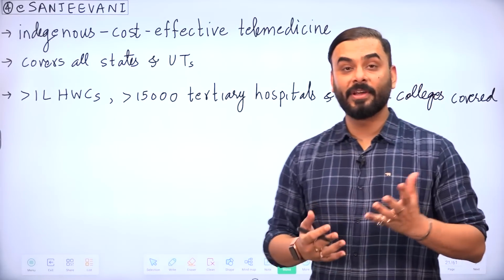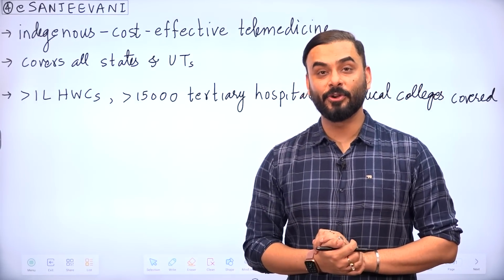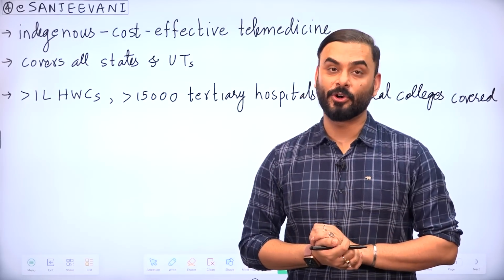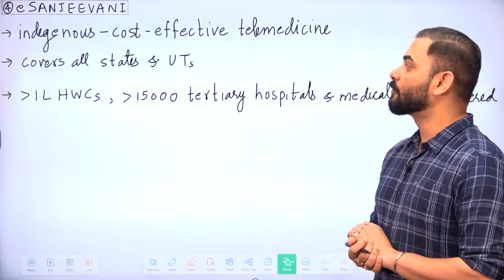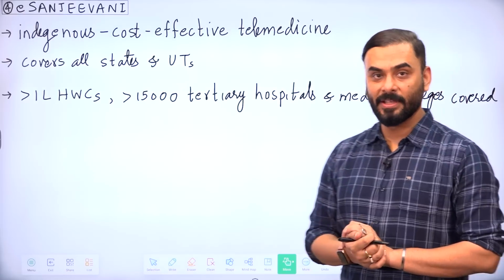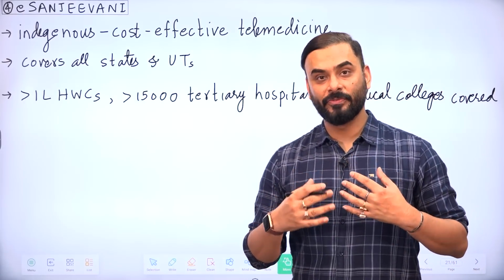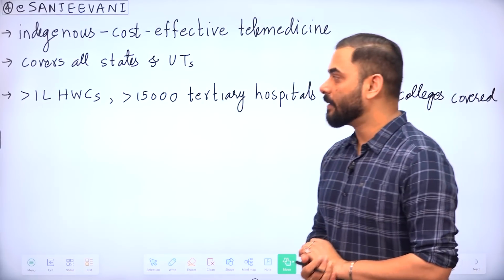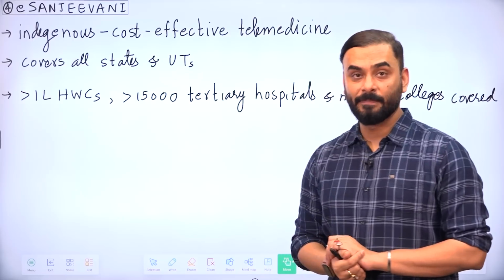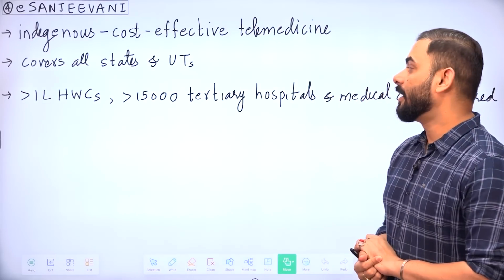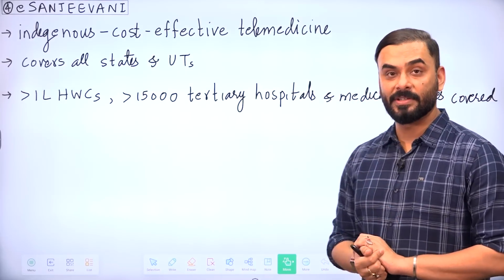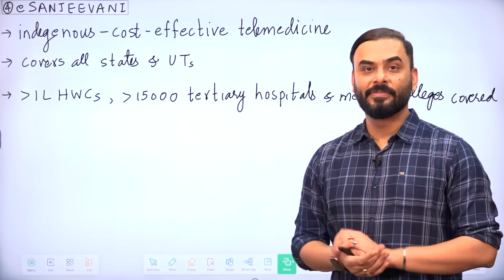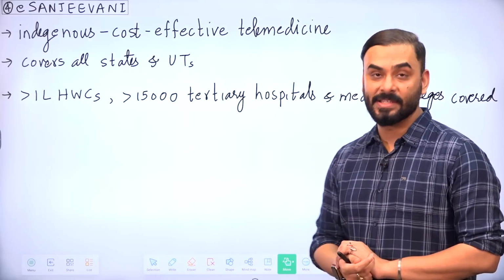Now, we very well understand that one of the problems during COVID was that people were not able to go out because of fear of infection and because of lockdown. So the Government of India also started a program called eSanjeevani, whereby sitting at home we can avail the telemedicine facility. So currently approximately more than 1 lakh health and wellness centers and more than 15,000 tertiary hospitals and medical colleges, they are providing this facility of telemedicine under eSanjeevani scheme.